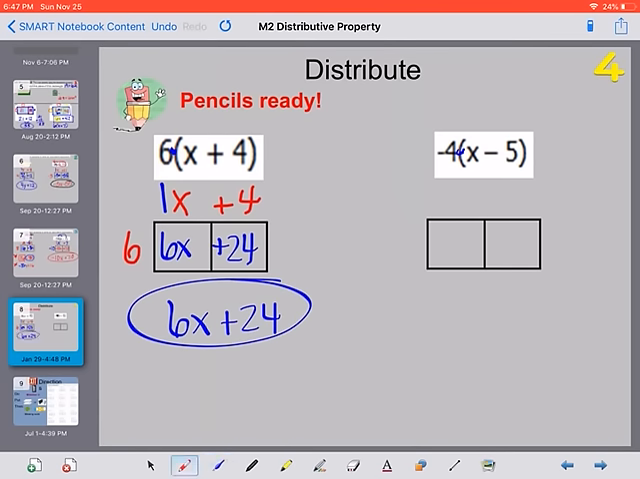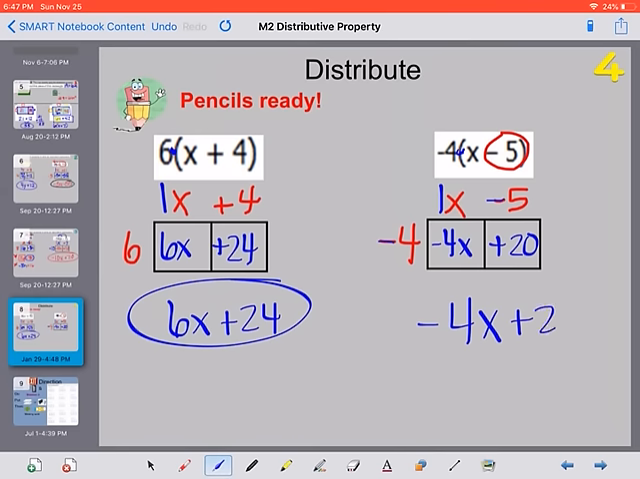Then our second problem, we have -4 out front multiplied by x and by -5. Don't forget that negative goes with the 5. So that's really 1. We have -4 times 1 is -4, and multiplied by x. A negative times a negative makes a positive, and 4 multiplied by 5 is 20. So -4x plus 20 is our answer.